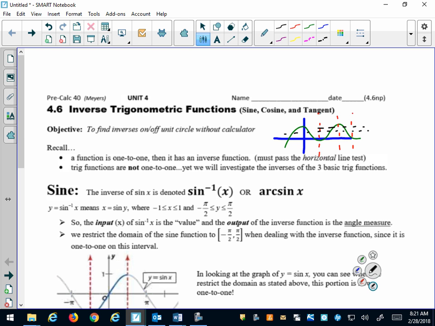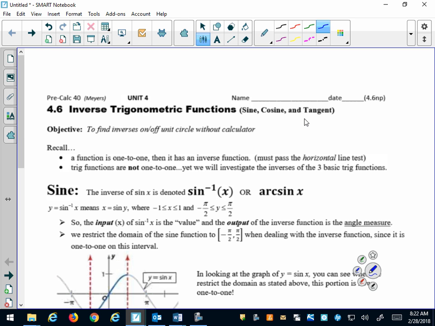Well, I kind of drew something similar to what a sine graph looks like. Does it look like a sine graph is 1 to 1? Doesn't look like it should have an inverse, right? So even though trig functions are not 1 to 1, we're still going to talk about their inverses, because what we're going to do is restrict the domain to one section of it, because in that one section it is 1 to 1.